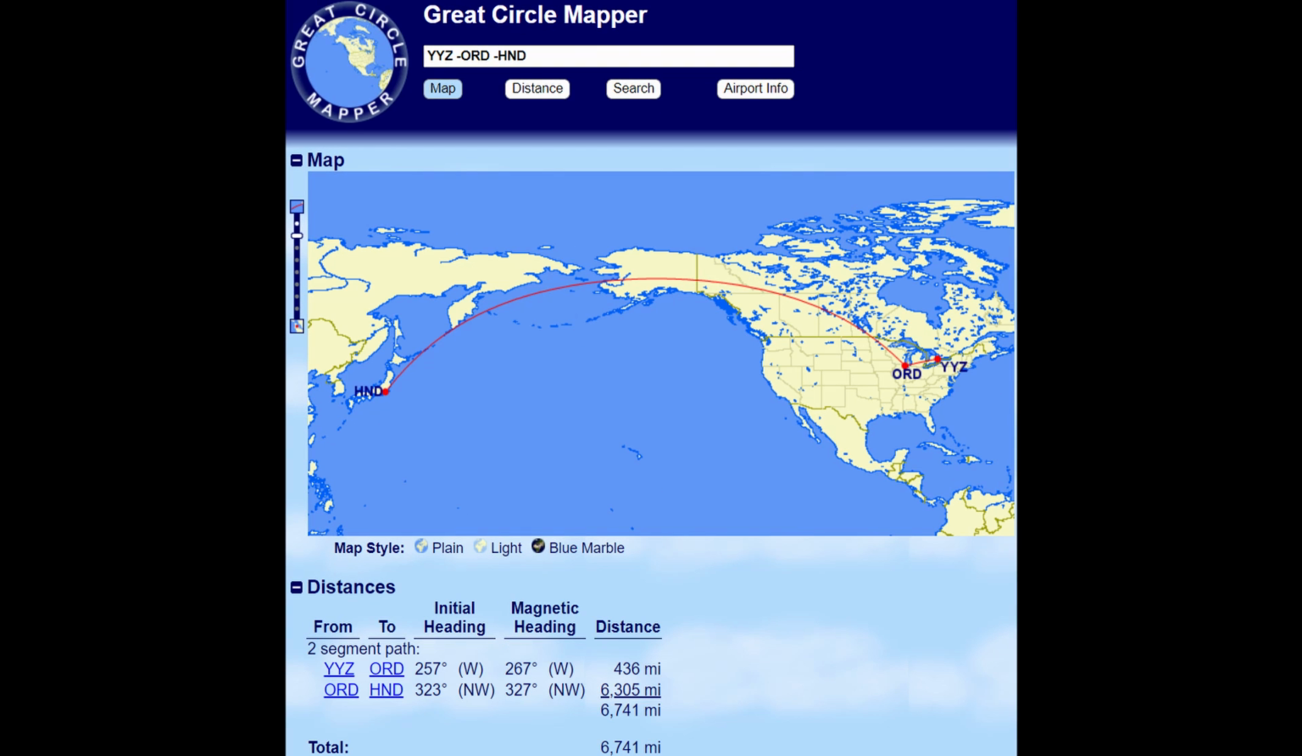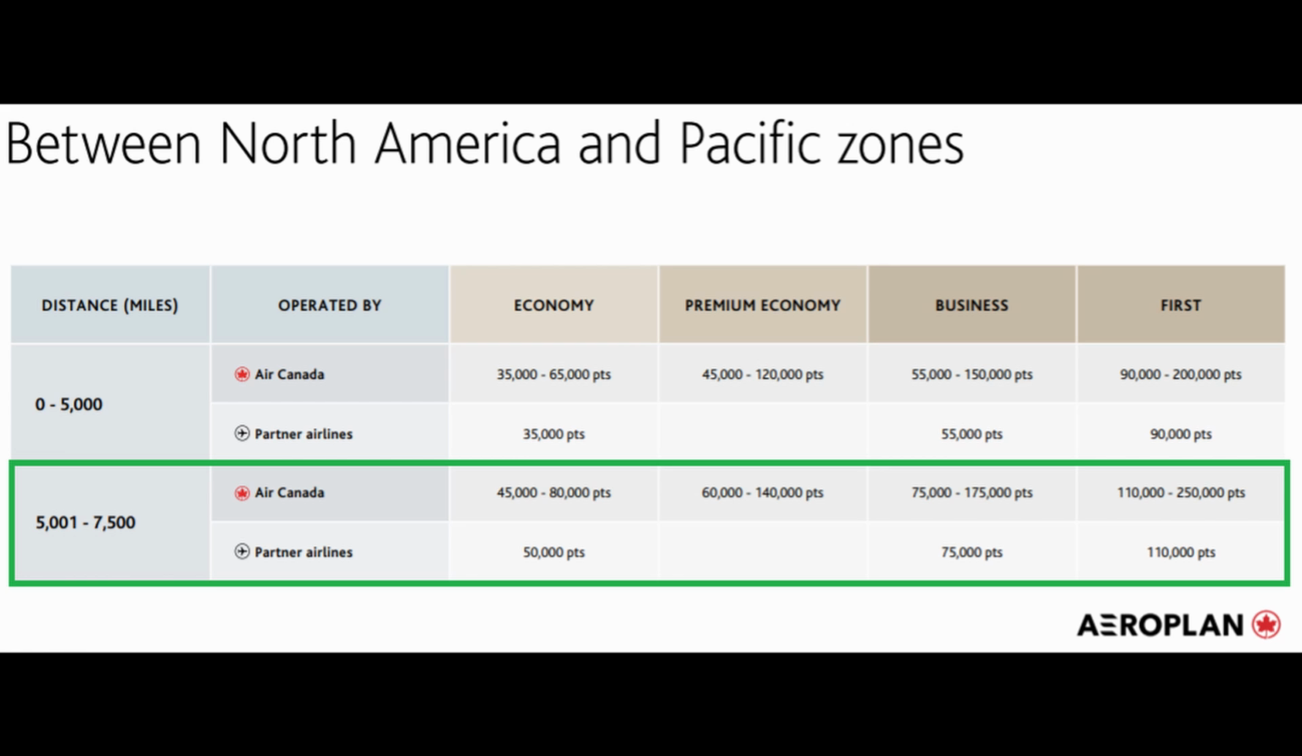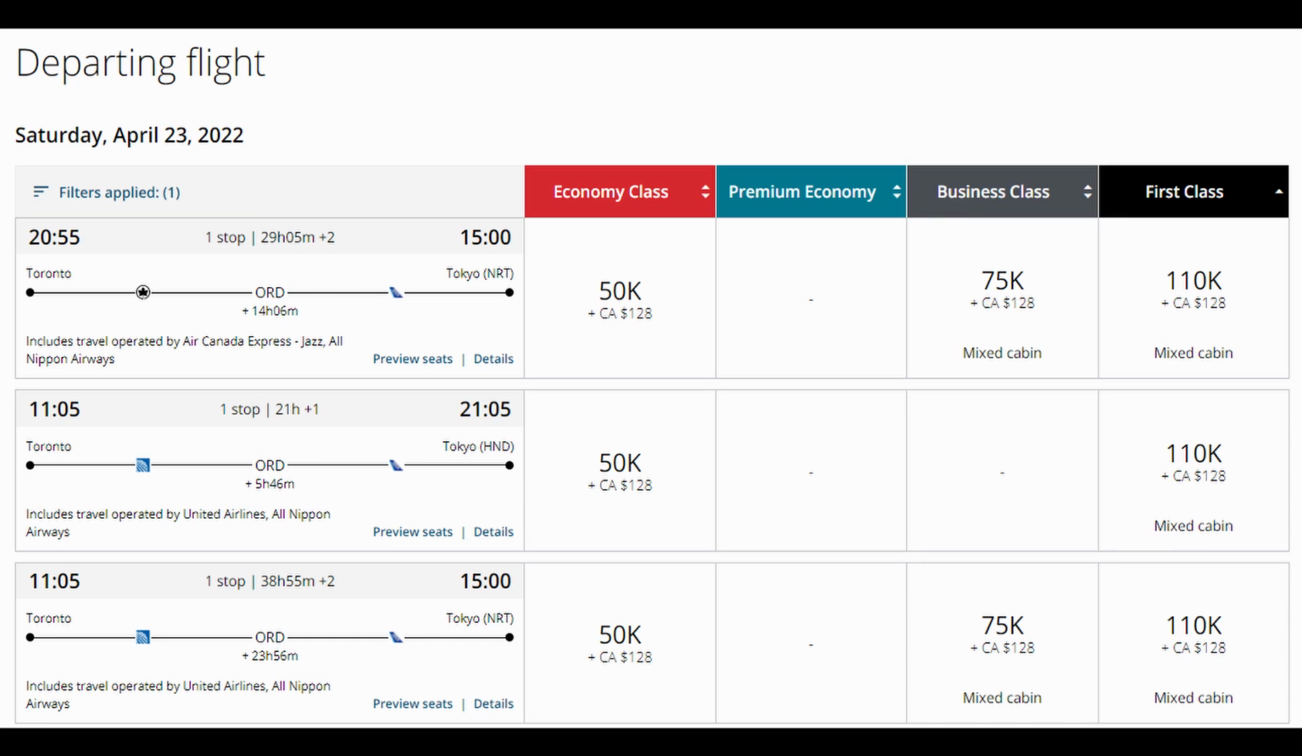Putting these two together would land us at around 6,700 miles, which comfortably fits in the second row of the award chart. And just as we figured, the award pricing that we see for economy class is 50,000 points, business is 75,000, and first class is 110,000 for a one-way journey.